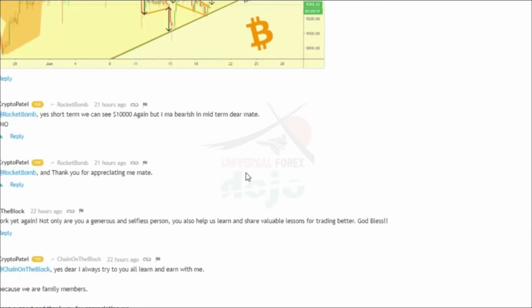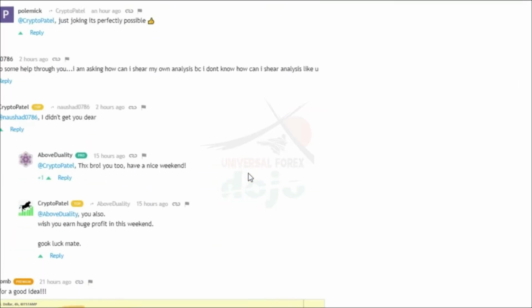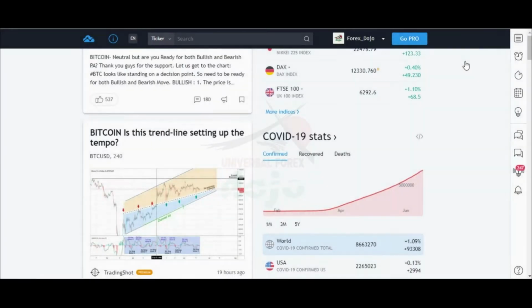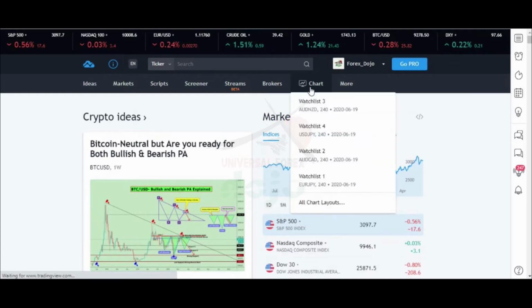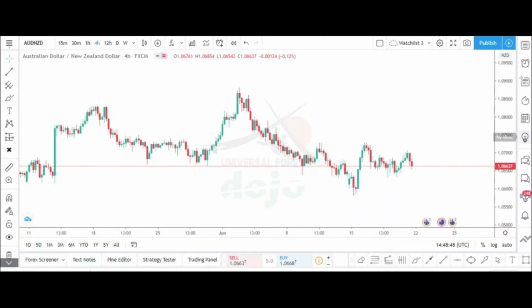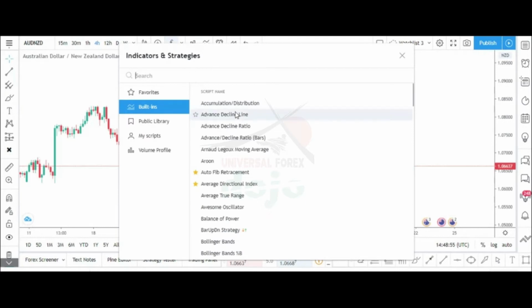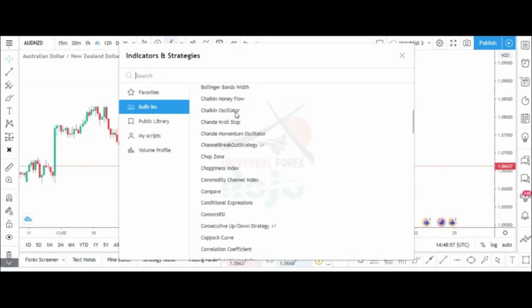Number 3, the charting features are easy to use. Whether you're a beginner or advanced trader, you'll find it easy to analyze your instruments on the platform. Let me switch over to charts and show you a few examples. The platform comes with a number of built-in indicators you can choose from. Let's take a look at the list here.